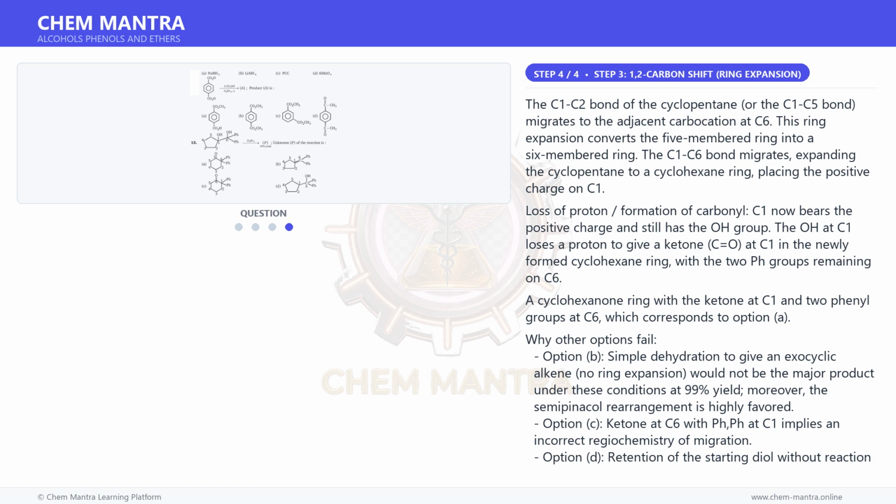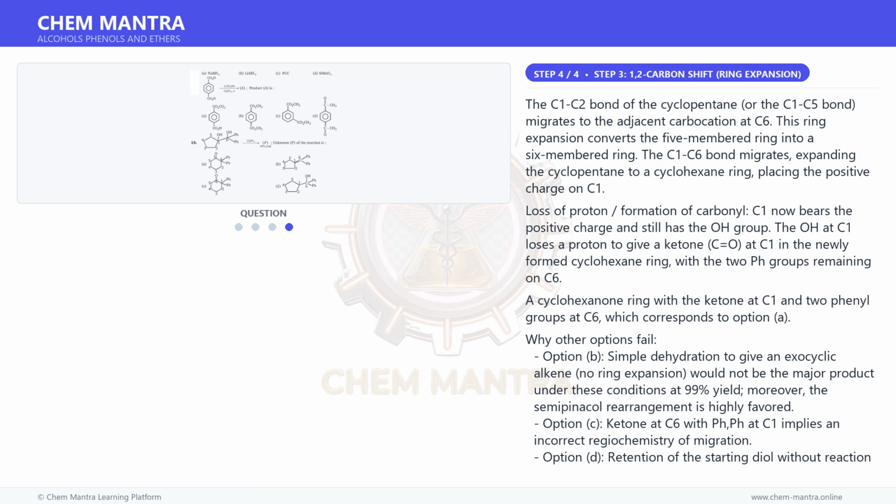Loss of proton, formation of carbonyl. C1 now bears the positive charge and still has the OH group. The OH at C1 loses a proton to give a ketone, C=O, at C1 in the newly formed cyclohexane ring, with the 2 phenyl groups remaining on C6. A cyclohexanone ring with the ketone at C1 and 2 phenyl groups at C6, which corresponds to option A.